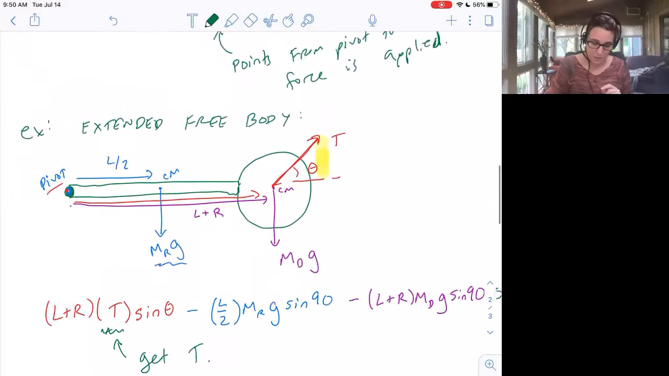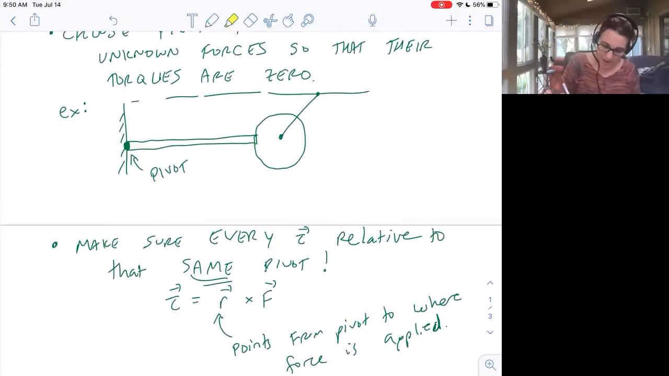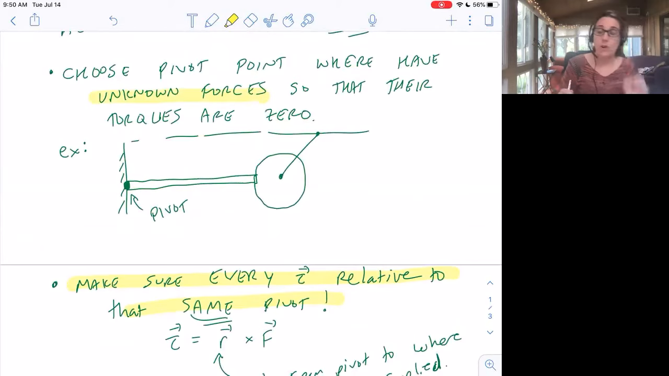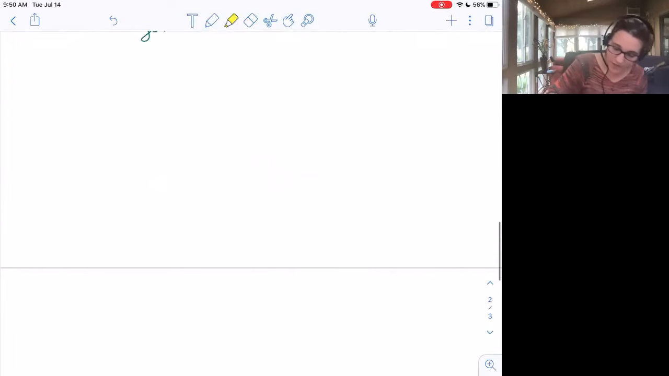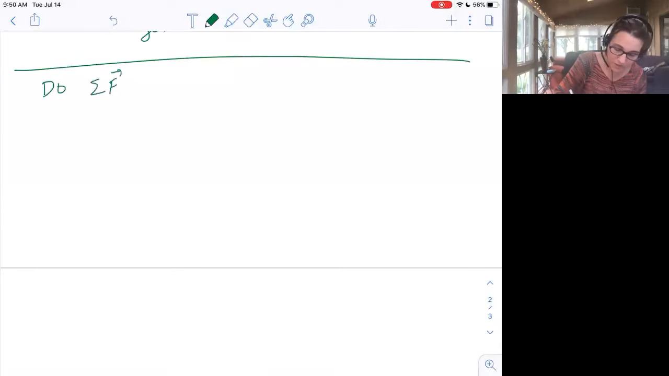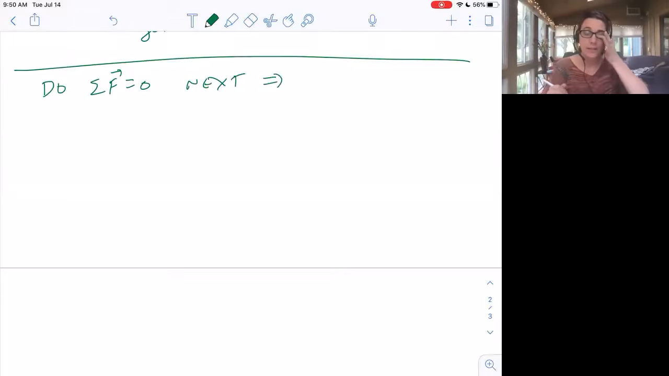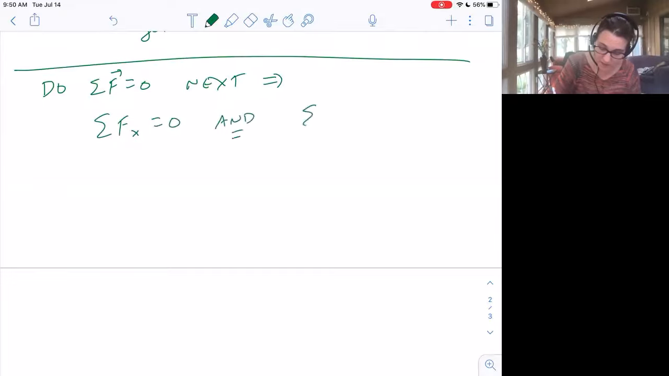Key things, again, to be careful about: making sure that every torque is relative to the same pivot, and then choosing a pivot point where there are unknown forces acting. In this case, there are forces at the wall, and we were able to ignore them in our sum of torques equations. All right, and so then once you do that, then you do the sum of forces equals 0 next, but you have to divide it up into sum of forces in the x direction equals 0 and the sum of forces in the y direction equals 0.